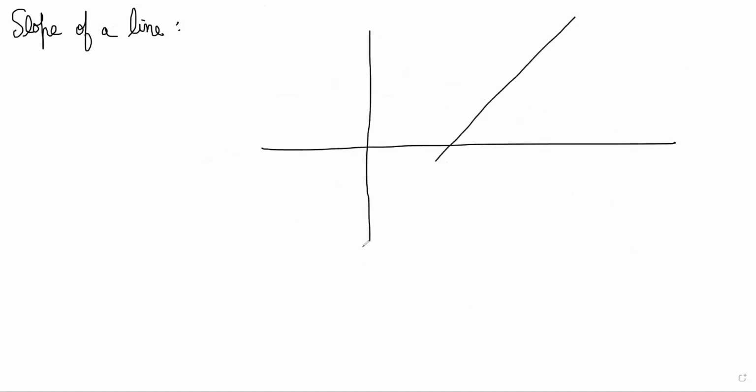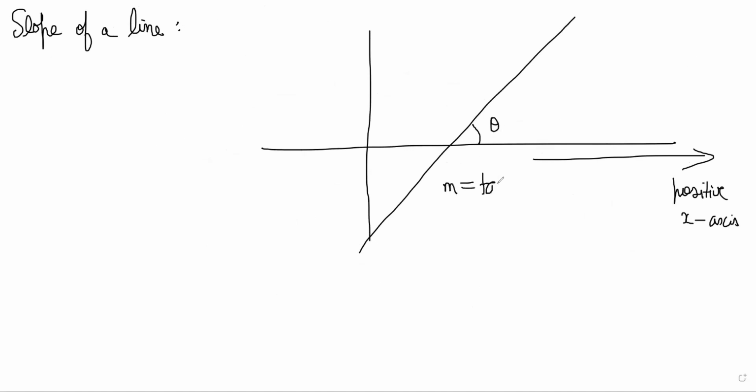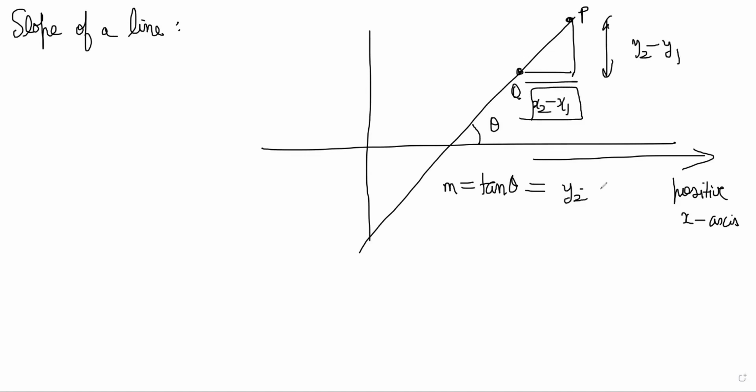Then the second thing to think about is what is the slope of a line. Slope of a line is something that you probably already know. Slope of the line is the angle that it makes with the positive x-axis, right? If this angle is theta, then slope m is equal to tan theta, which can also be written, if you take 2 points, as rise by run: (y2 - y1)/(x2 - x1). So slope can be written as this, correct?